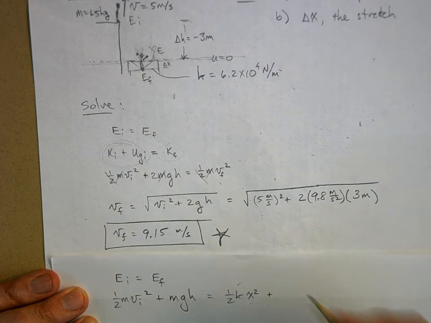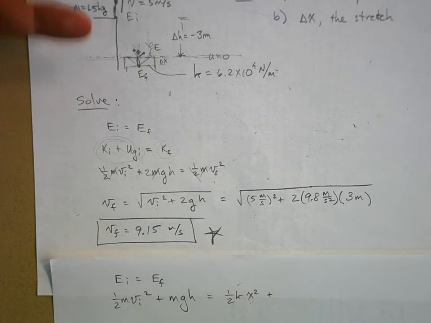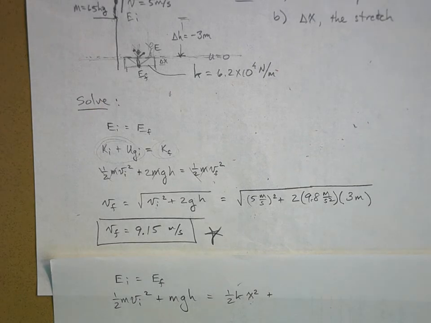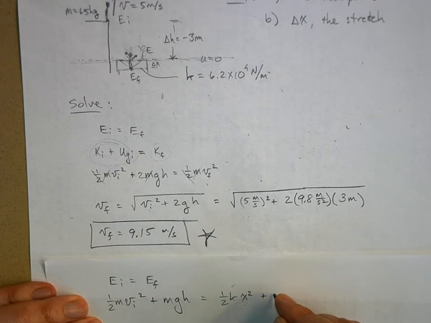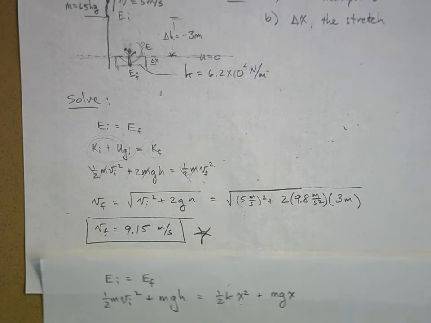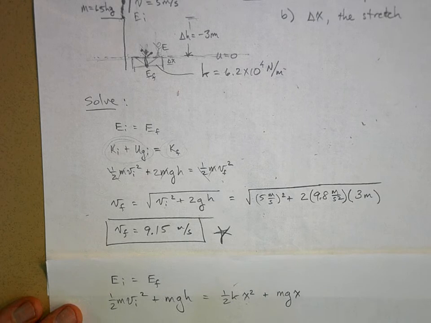But also, we're now below the reference. As we go down, as we compress that trampoline down, we've also lost some potential energy. So that's going to be mg x, and here x is going to be down, and this is going to be negative energy.